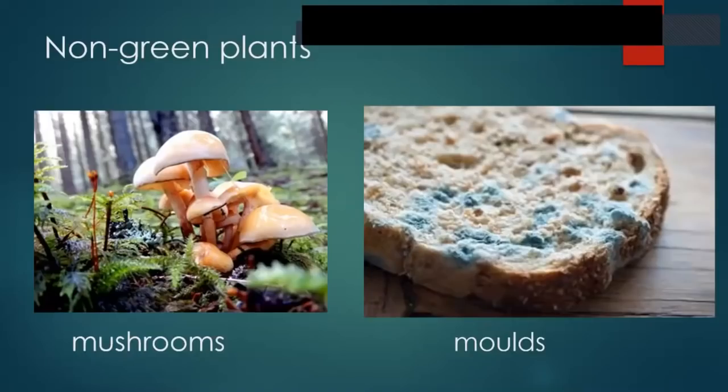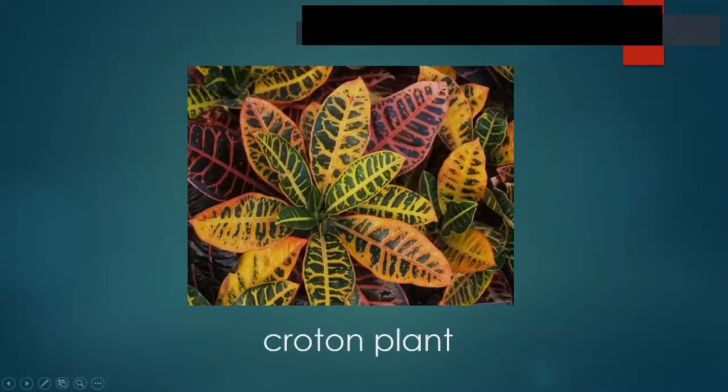Children, what do you understand from this video? Yes, you understand where these non-green plants grow and how these non-green plants get their food. Right, children? Very good. Now, I'll show one more picture. You should see the picture. It is a croton. This croton picture I already showed in the first session.